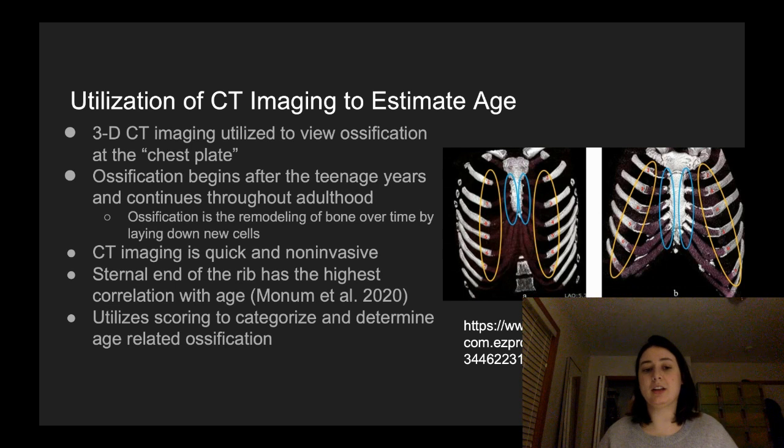They found in this study that the sternal end of the rib had the highest correlation with age, so they really wanted to focus on that compared to other features of the bone that might not correspond as heavily or directly with age. And they did compile a scoring method to categorize and determine the age-related ossification, similar to the ISCAN method.